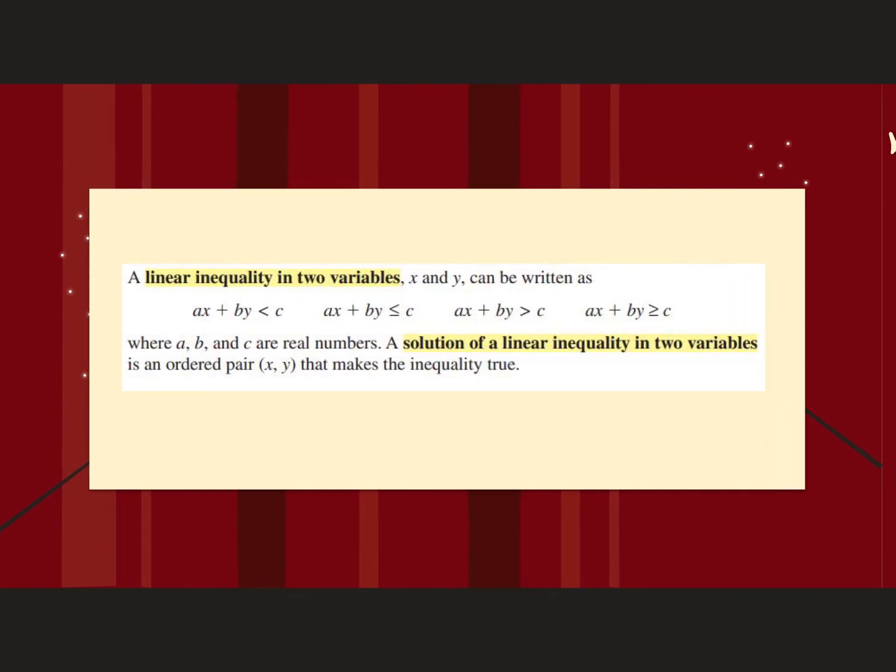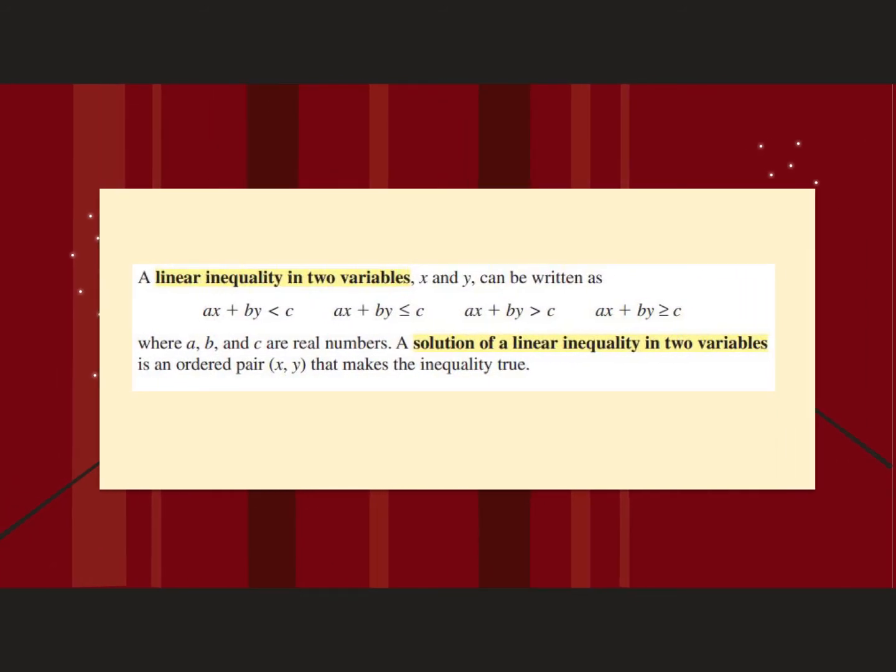All right, so first things first, a linear inequality in two variables, x and y, can be written as ax plus by is less than c, ax plus by is less than or equal to c, ax plus by is greater than c, and ax plus by is greater than or equal to c.